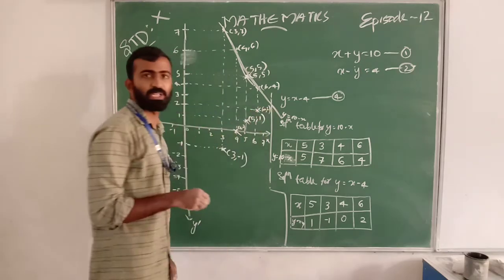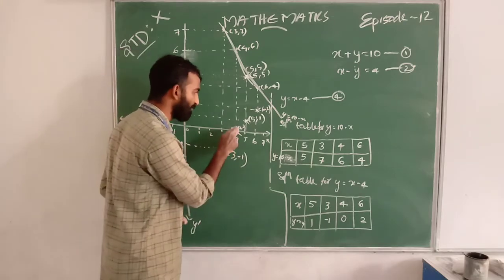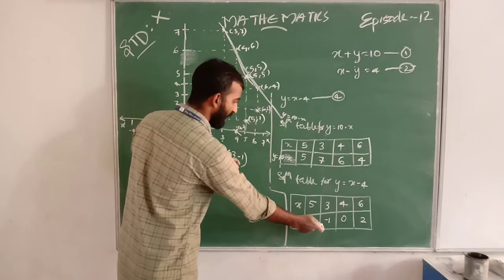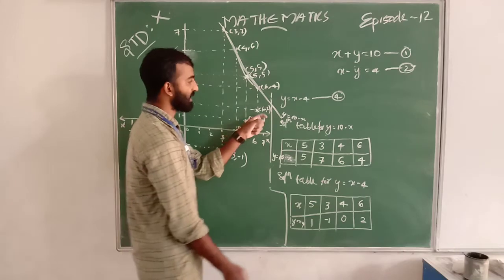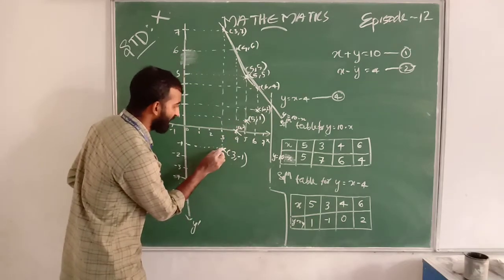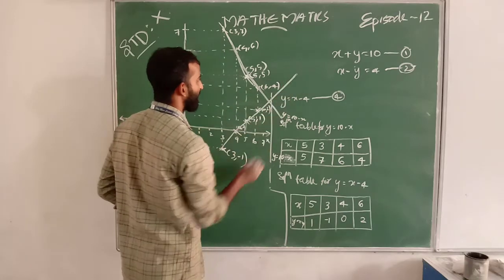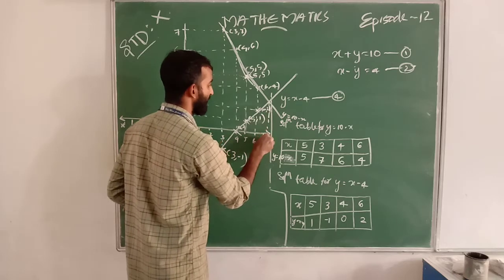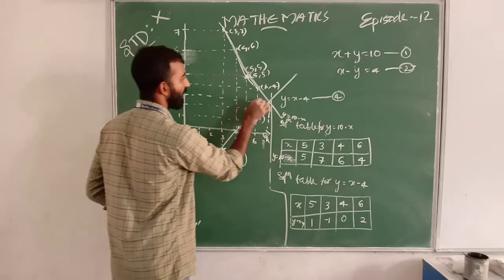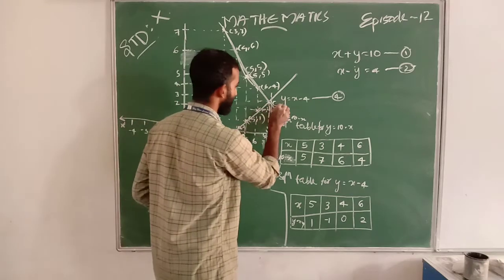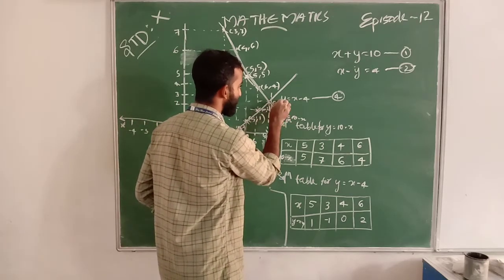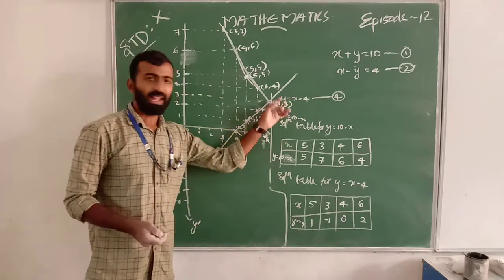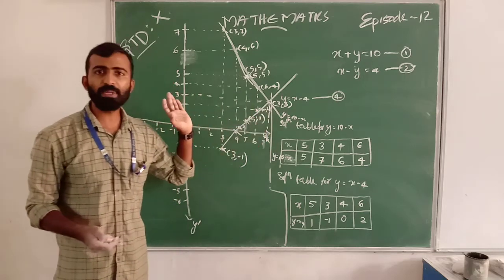6, 2. That is 3, negative 1, 4, 0, 5, 1, 6, 2. That is 5, 1 is here, 3, negative 1 is here, 4, 0 is here, and 6, 2 is here. You draw the points coinciding, then you get an intersection on 7, 3. That is, x means 7 and y means 3.